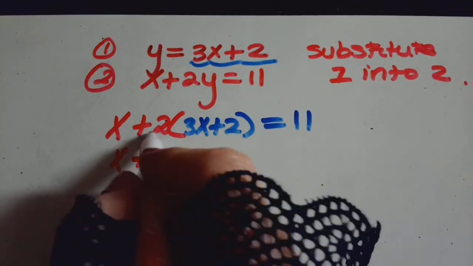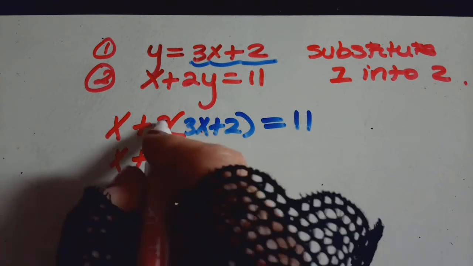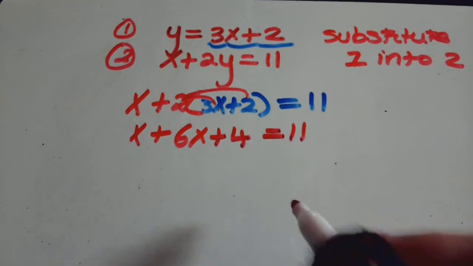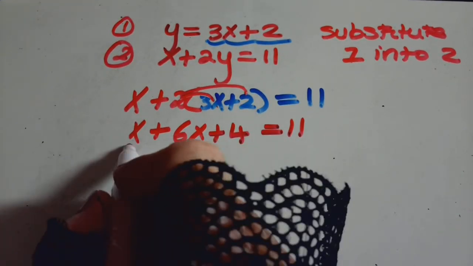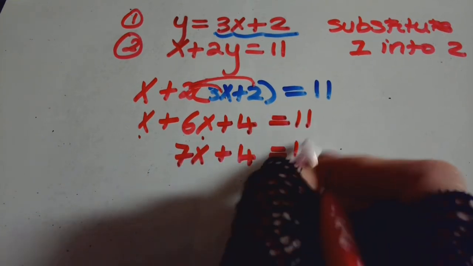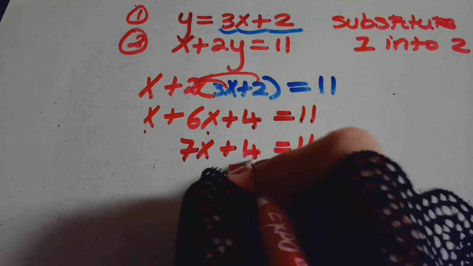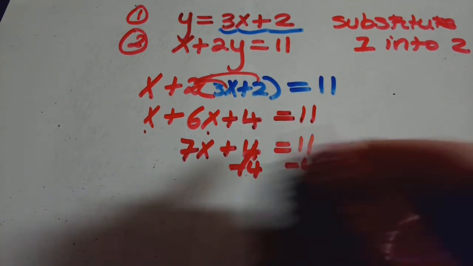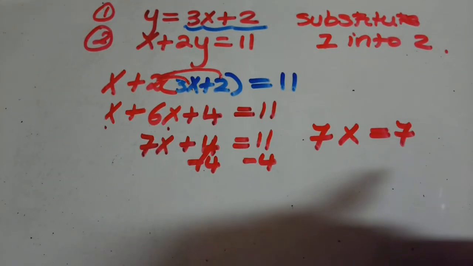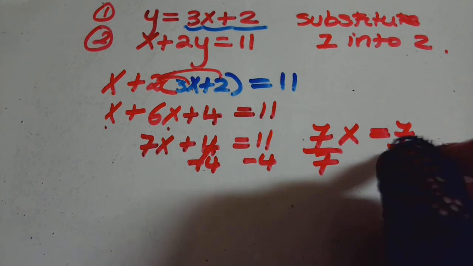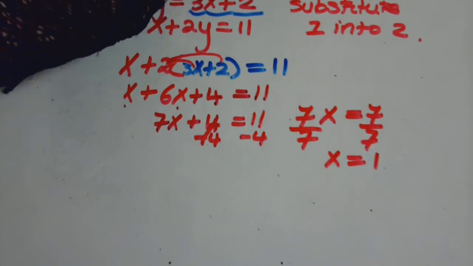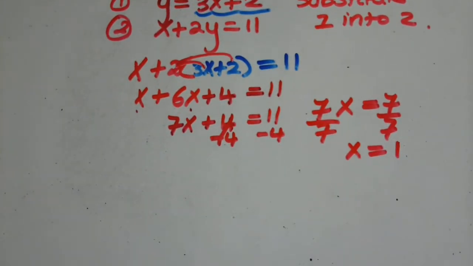So x plus 2 times 3x is 6x, and then 2 times 2 is plus 4 equals 11. So then combine like terms. 1x plus 6x is 7x, plus 4 equals 11. Now I'm going to subtract 4. So 7x equals 11 minus 4, which is 7. And now I'm going to divide both sides by 7. So this is all stuff that you've seen over and over again with solving equations. So x is 1, alright?